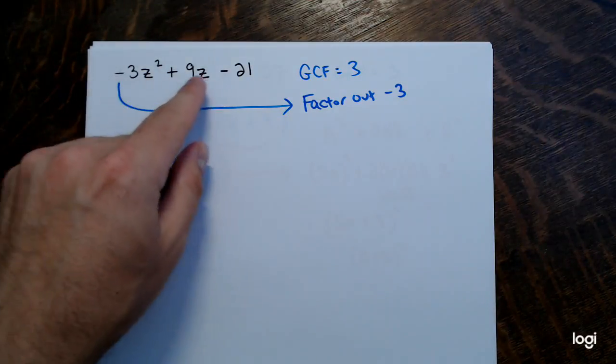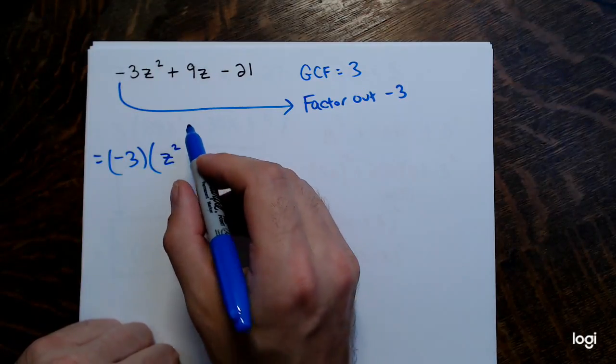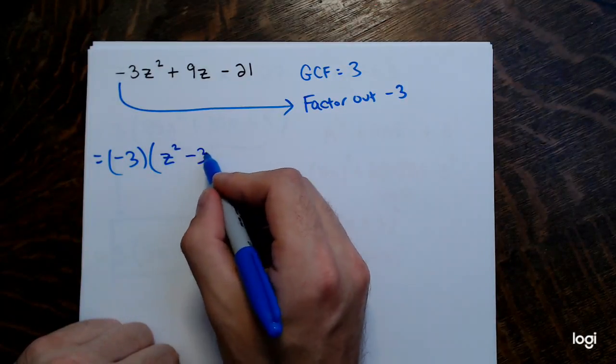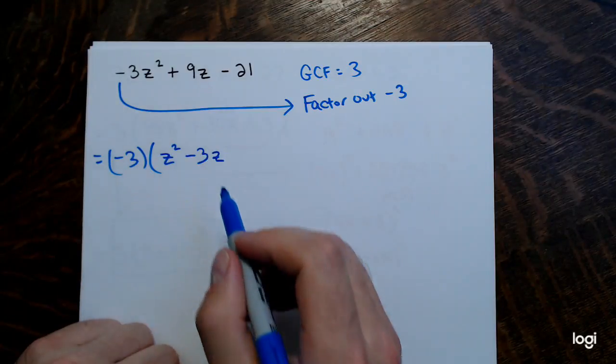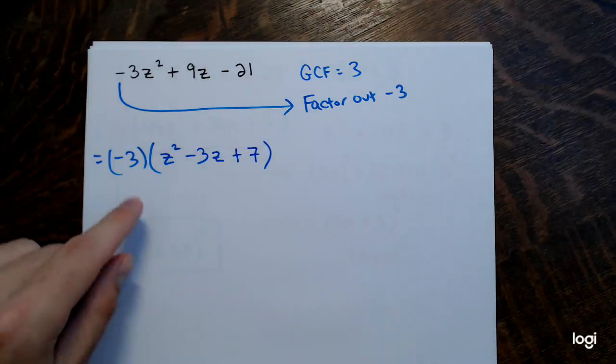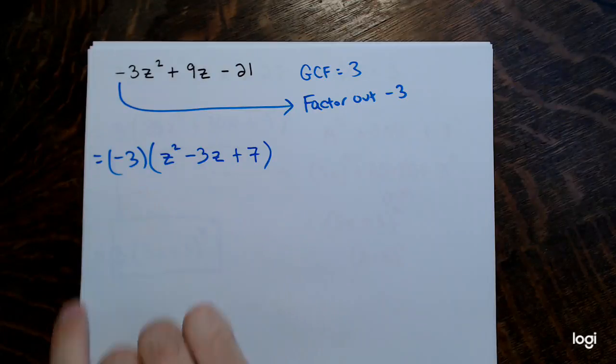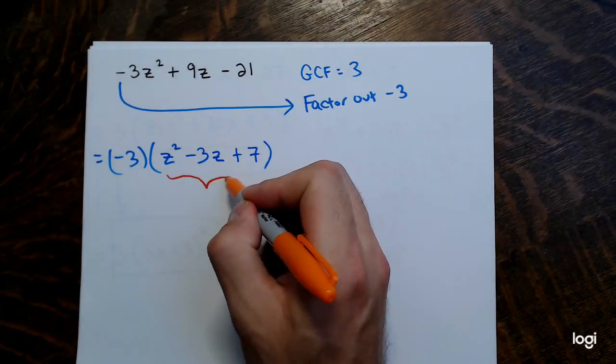And if I remove a factor of negative 3 from all these, what's left over is z squared. And then minus 3z. Right, that'd be positive 9z. And then plus 7. Right, negative 3 times positive 7 would be negative 21. Alright, so I've factored out the GCF. Now we're looking at this again.